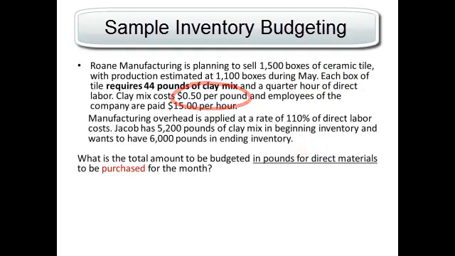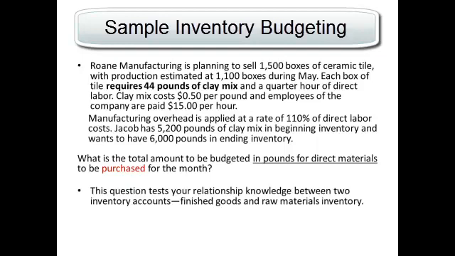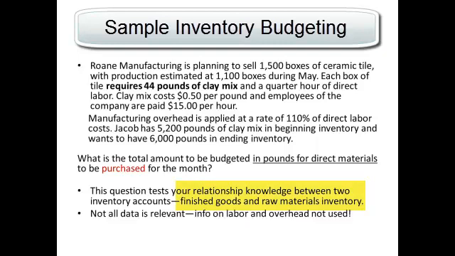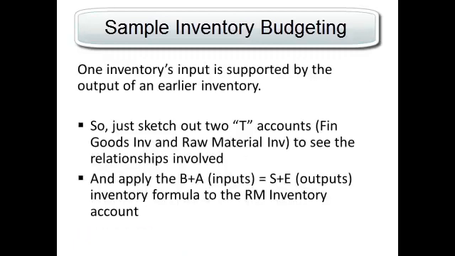But we'll need to call upon our basic understanding that making finished product requires raw materials to start with, specifically usage of raw material, which are a reduction of that inventory account. So this question tests your relationship knowledge between these two inventory accounts, finished goods and raw materials. And as we noted, not all data is relevant. Labor and overhead information above will not be used. One inventory's input is supported by the output of an earlier inventory.